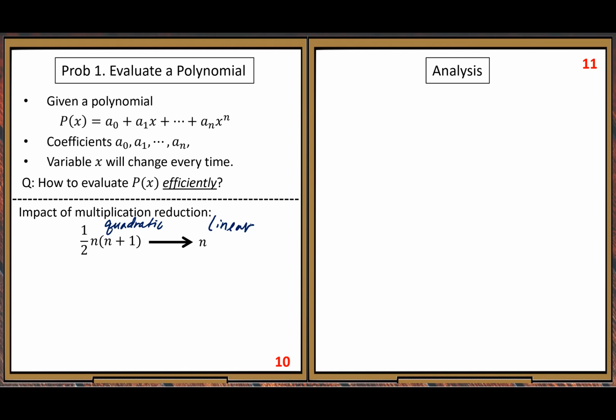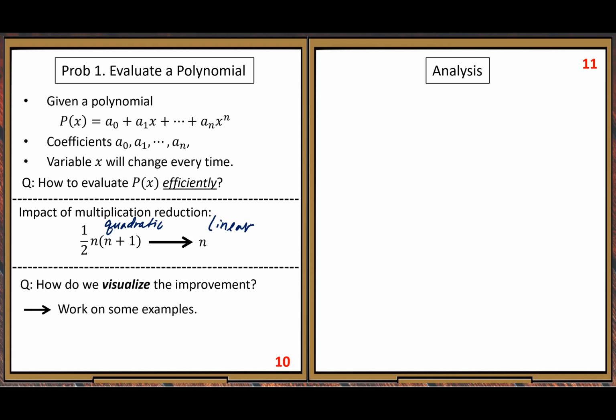Here, I want to visualize the difference. How do we visualize the improvement? Give you some strong impression in your mind. So that's the visualization. Let's do some experiments. First experiment: let us consider the polynomial degree n equals 1,000. That's pretty big, right? We compare these two formulas, before reduction and after reduction. We just plug in that number and do the comparison.